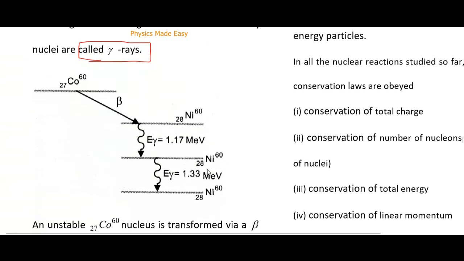Here we have got an example. This is 27 cobalt. I will write this reaction. 27 cobalt 60 gives out 28 nickel 60 plus an electron, beta particle emission, plus antineutrino. Now, this nuclei is in excited state.